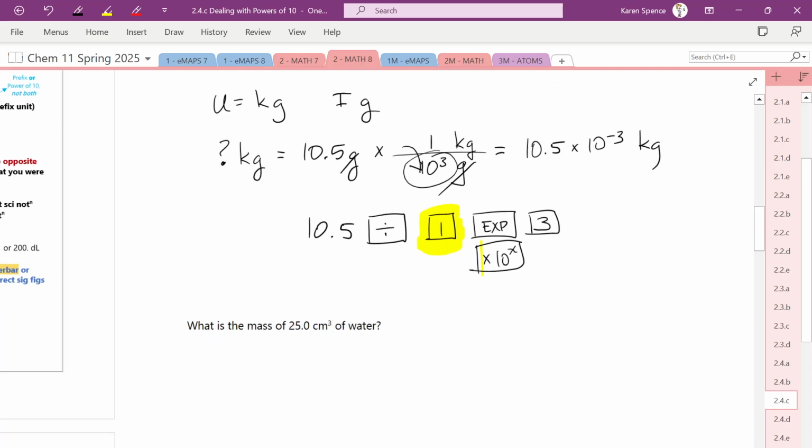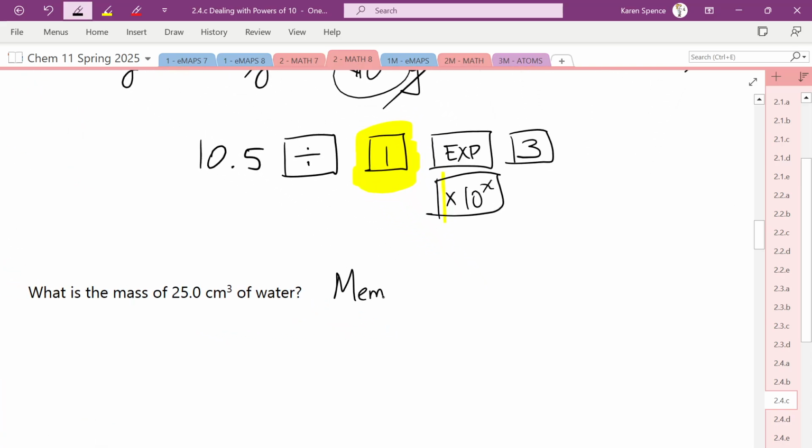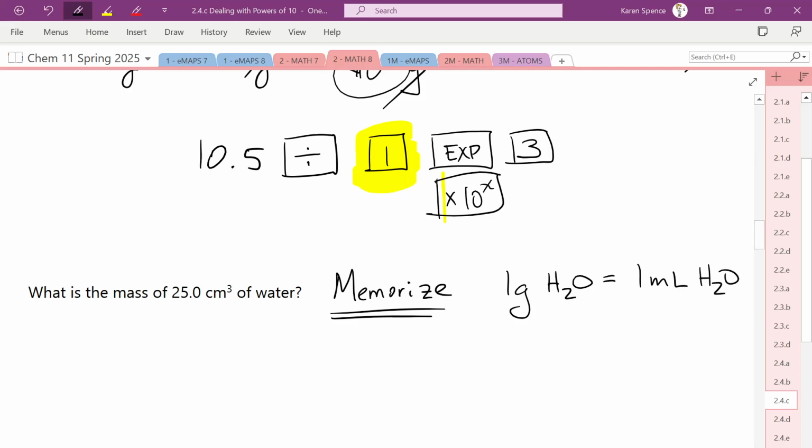Here's another thing you need to memorize. The density of water. 1 gram of water is equal to 1 milliliter of water. Isn't that nice? 1 milliliter of water weighs 1 gram. Now we're actually going to put 4 sig figs in that: 1.000 grams of water is equal to 1.000 milliliters of water, because those are both measured quantities. They do not have infinite sig figs.